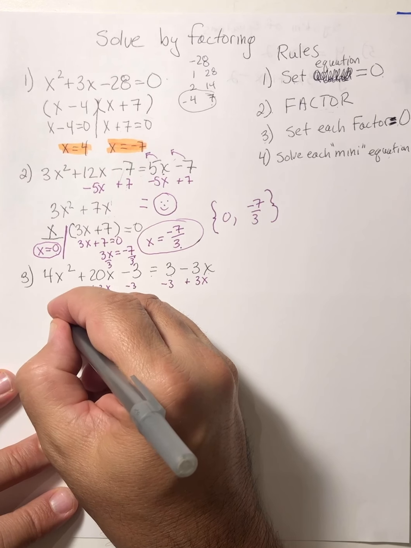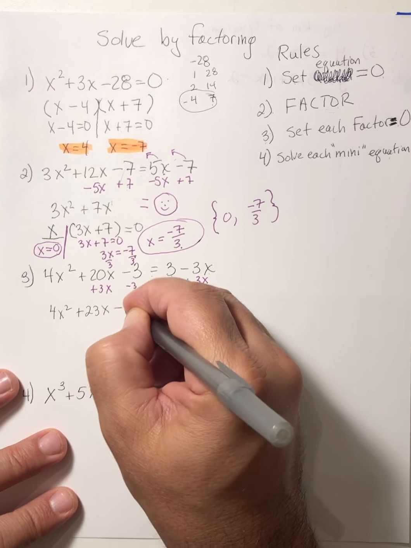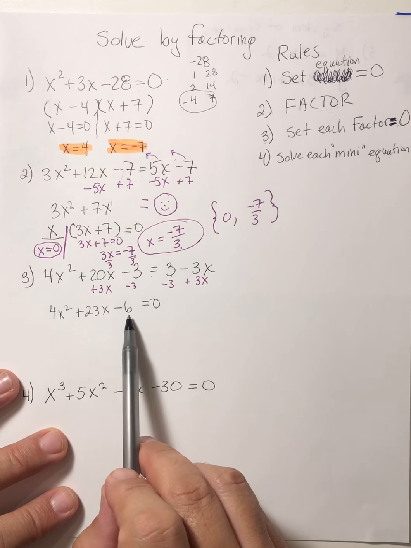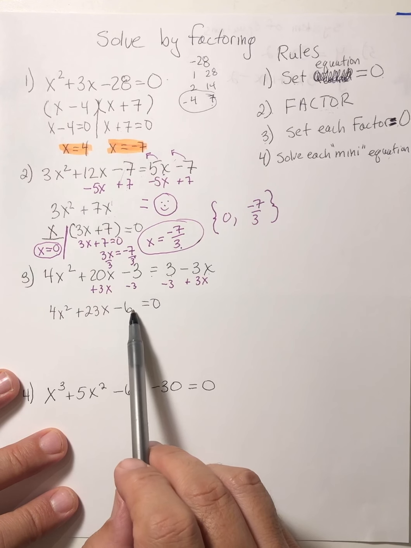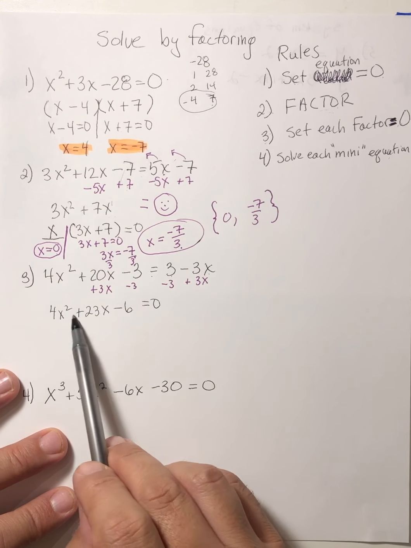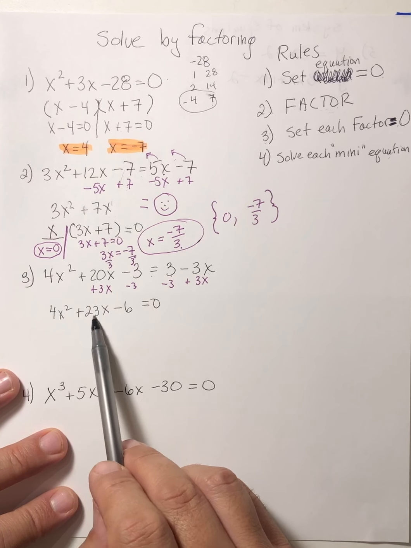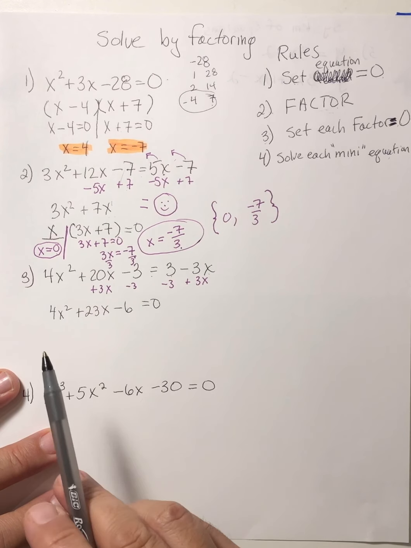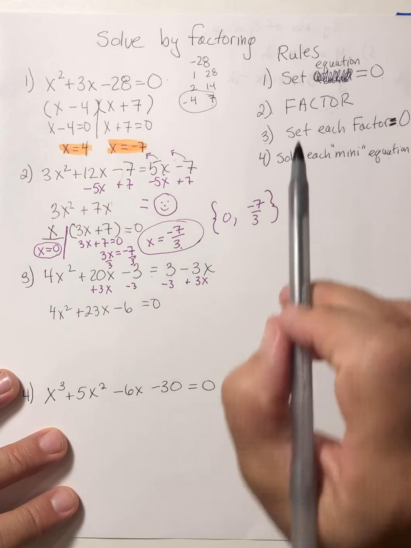So we have 4x squared plus 23x minus 6 equals 0. Now, look at this. Is there anything we can do with it? Is there a GCF? No. Can we divide by a common value? In other words, is there a number that will go into 4, 23, and 6? Don't say 2. 2 doesn't go into 23. All right, so there's nothing we can do. I have to go right to factor.